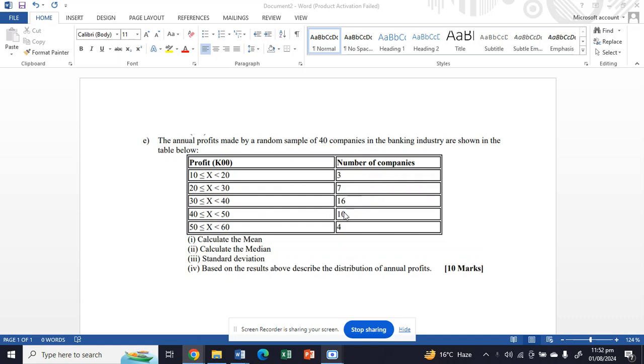We've been given the frequencies here, which represent the number of companies. So we are to calculate the mean, median, the standard deviation, and based on the results above, describe the distribution of the annual profits.